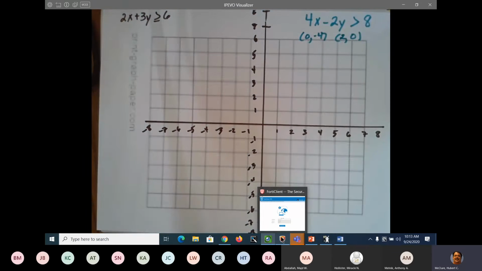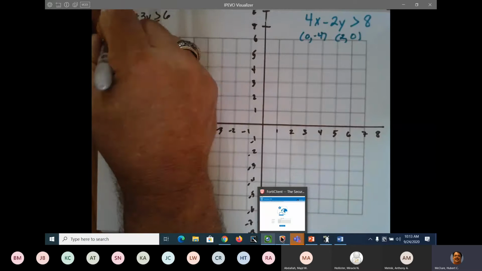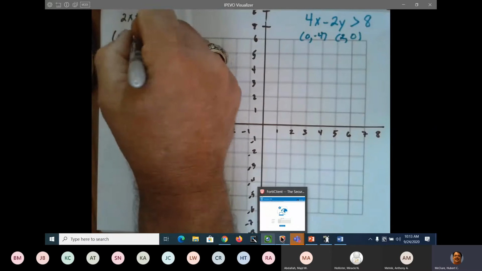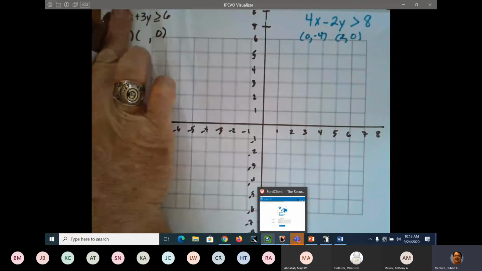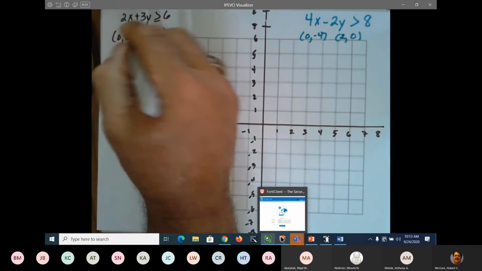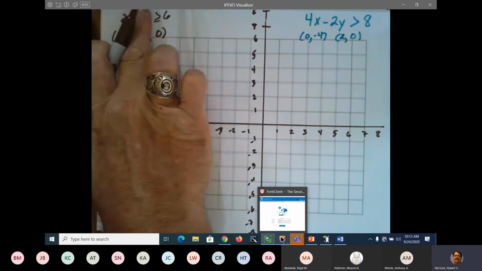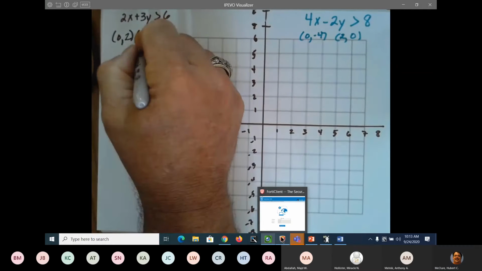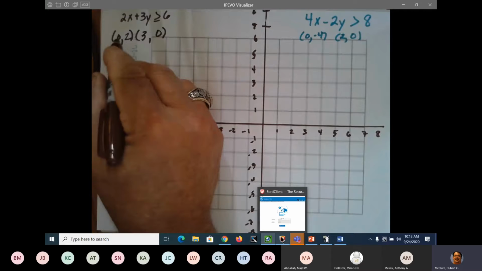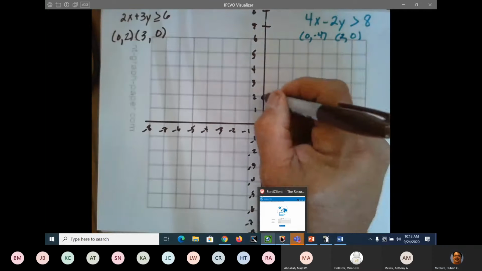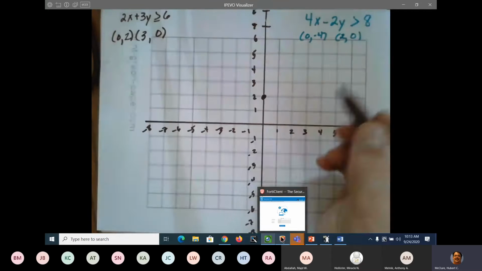I'm using the intercept method, which I've shown y'all before. Over here, 0 for x, 0 for y. 0 for x, I get 2. 0 for y, I get 3. So let's plot my brown line. 0, 2 is your y-intercept. X-intercept is 3, 0.